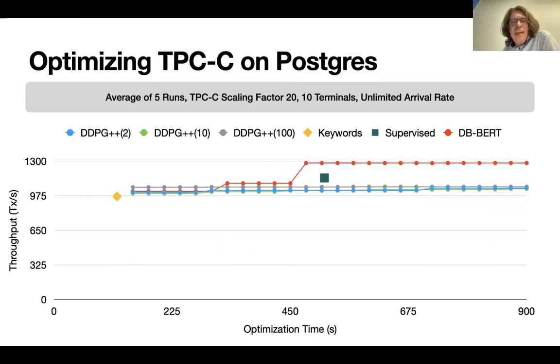These are the same results when optimizing TPC-C on Postgres, and we see that in all of those cases, the additional knowledge mined from text documents helps to construct the interesting configurations significantly faster than if you just try out things randomly.